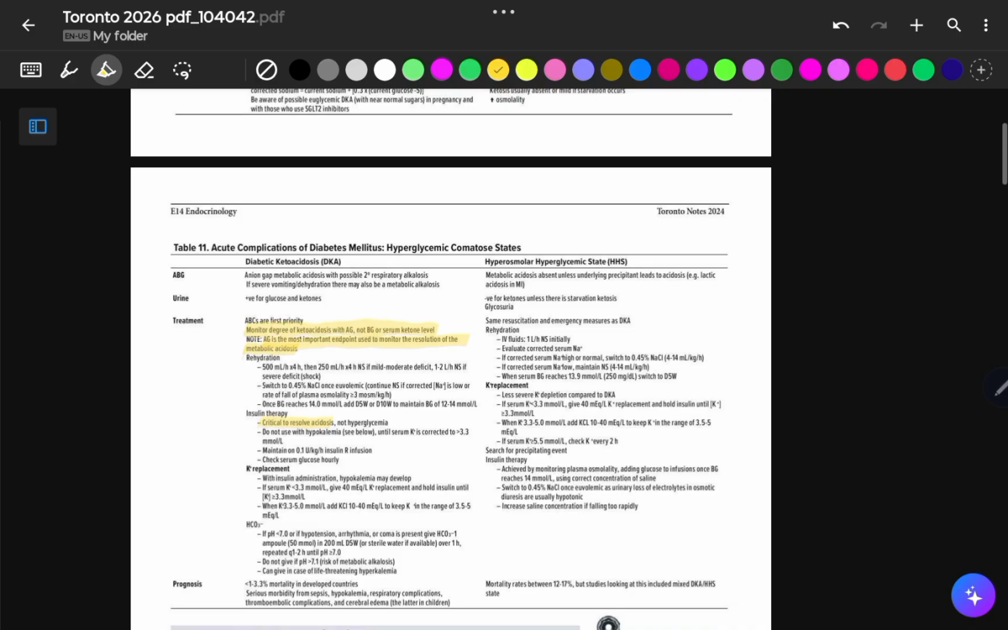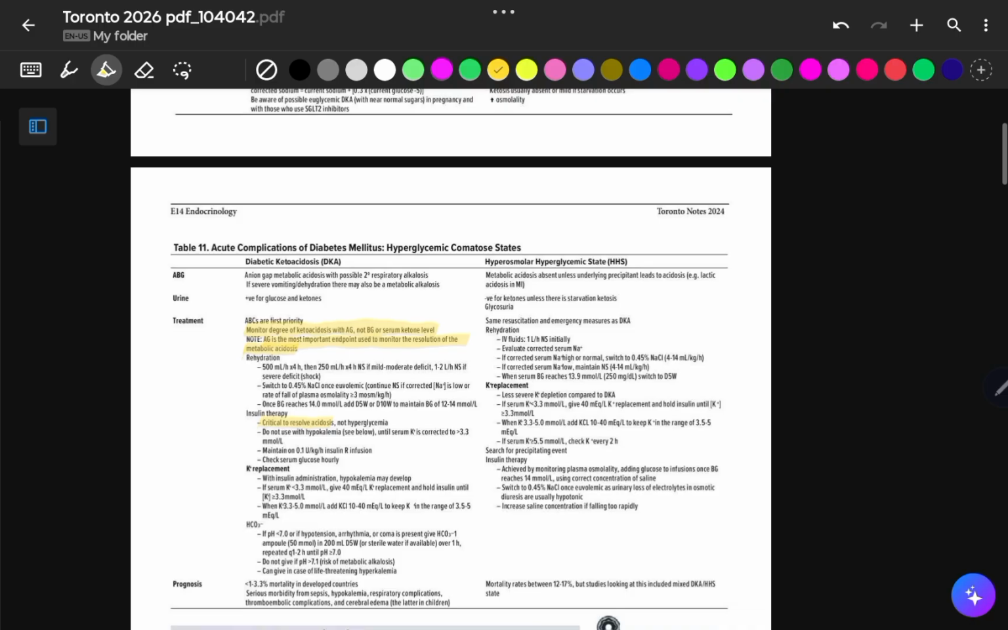Is your potassium chloride. All right, when it comes to bicarb, if your pH is less than 7, meaning the patient is very acidotic, or if they have hypotension, or they're having any arrhythmias, or any coma, what do you do? If any of that is present, you can give bicarb, 1 ampule, which is 50 millimoles, in 200 mL of 5% dextrose or sterile water if available over 1 hour, and repeat every 1 to 2 hours until the pH is more than 7.